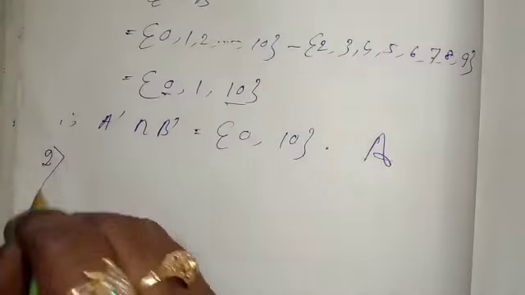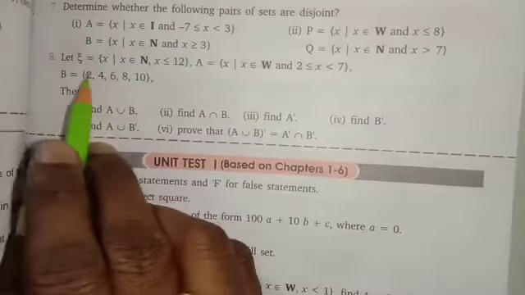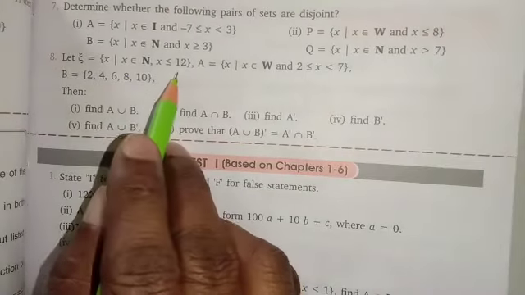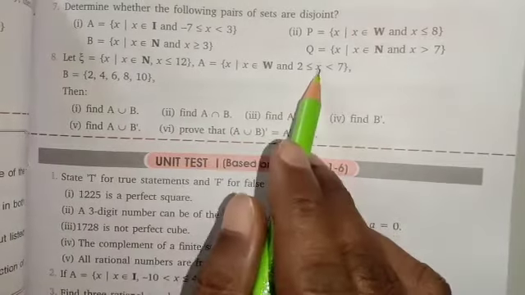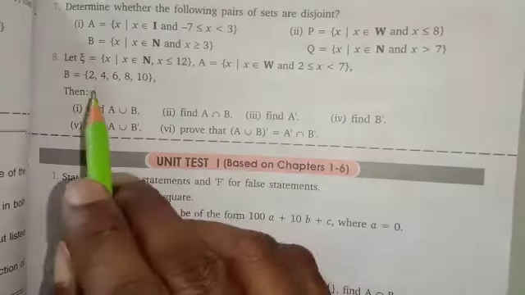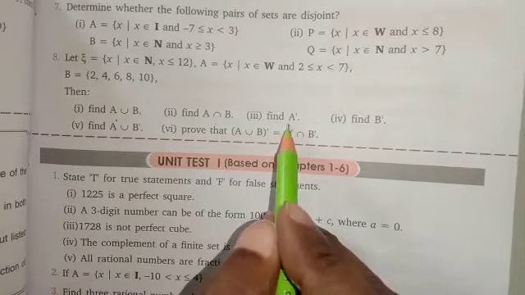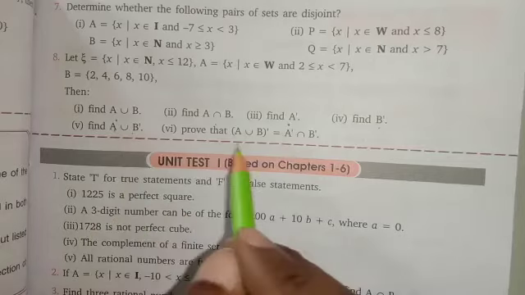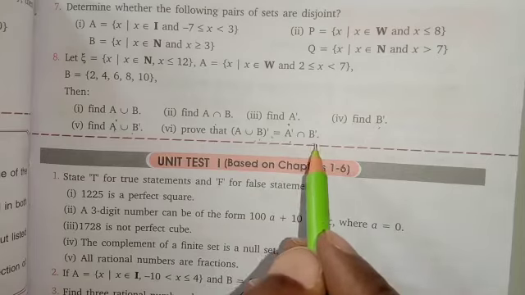Number 2 question, just to see what is given here. Question given like this. Let universal set, that is x such that x belongs to natural number, x less than equal to 12. A given x such that x belongs to whole number where x greater than equal to 2 and less than 7. B given 2, 4, 6, 8, 10. Then you have to find out A union B, A intersection B, A dash means A complement, B complement, A complement intersection B complement. Again you have to prove A union B whole complement is equal to A complement intersection B complement. Okay, just see.